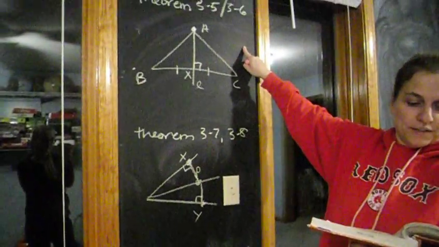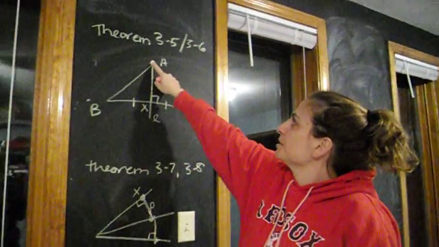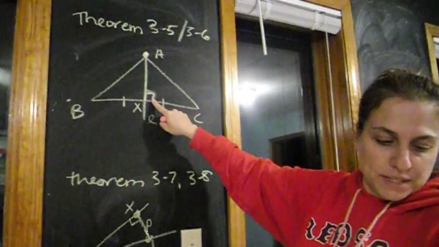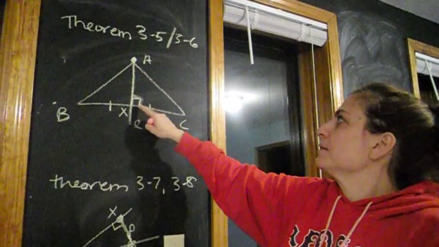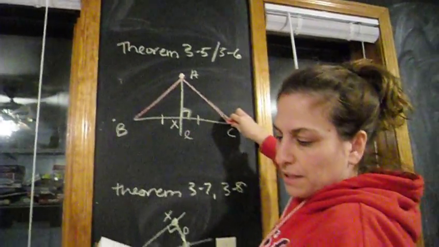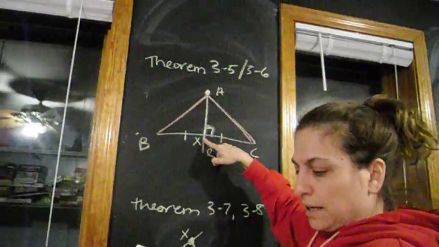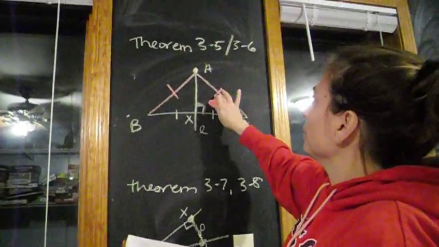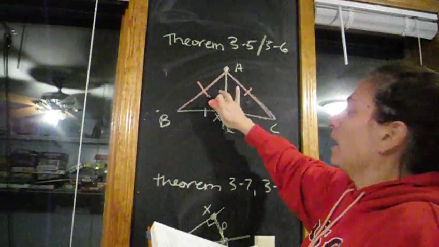Theorem 3.5 says, if a point lies on a perpendicular bisector of a segment, so here's a point, this is the perpendicular bisector of the segment, then the point is equidistant from the endpoints of the segment. So that means that this is going to be equidistant from this, because this is the perpendicular bisector of the segment, and what's going to end up happening is that AB and AC will be congruent because they're going to be the same distance. If that's the perpendicular bisector of this segment, these are going to be congruent.